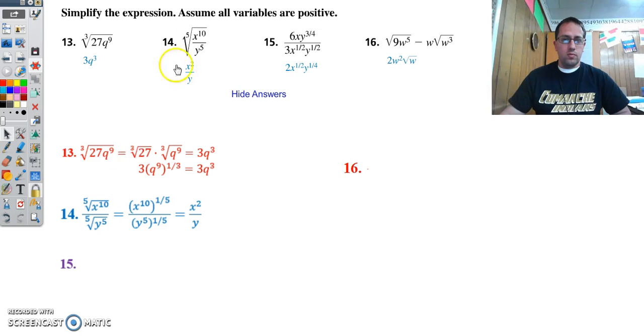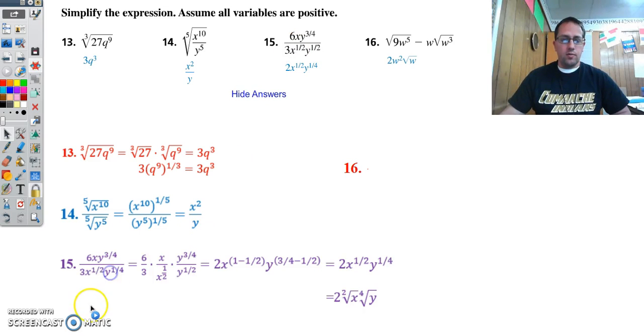Here we go. So remember, if we have the cube root or the fifth root of the entire thing, we can take the fifth root of the numerator, fifth root of the denominator. And I split it up and made it into exponential form so we can see the multiplication, or you can do it as division. There it is.